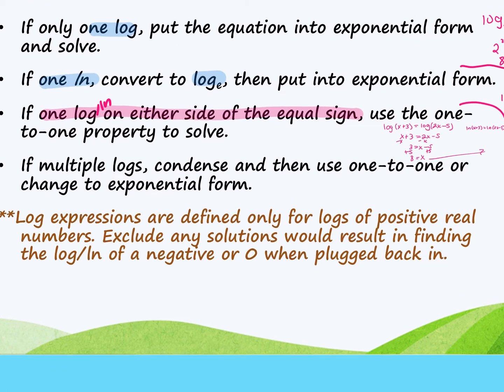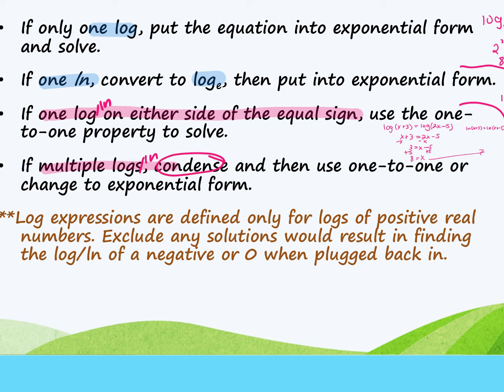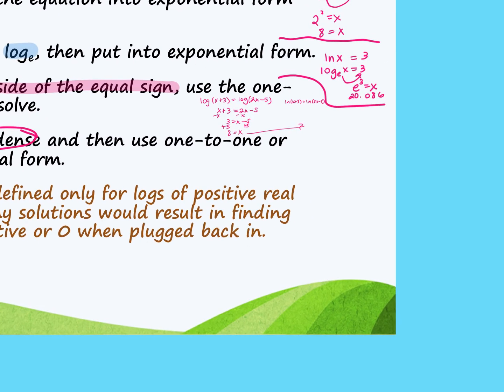Okay, the next kind is if there's multiple logs or ln's, because those are also logs, on either side of the equal sign. If on either side of the equal sign I have two logs, or two ln's, then you are first going to condense those down to one statement using your properties of logs. If it was addition when it's expanded, when I condense it, I'm going to multiply. If it's subtraction, I'm going to divide. I'm going to get it to the point that there's either one log on either side of the equal sign, so then I would use the one-to-one, or there's only one log now on one side, and so I can put it into exponential. So the difference of those would be like this.